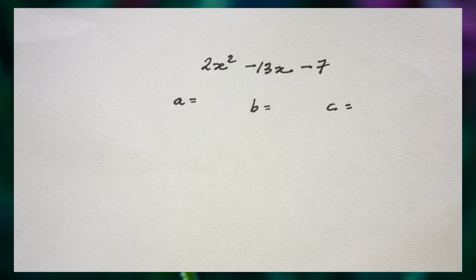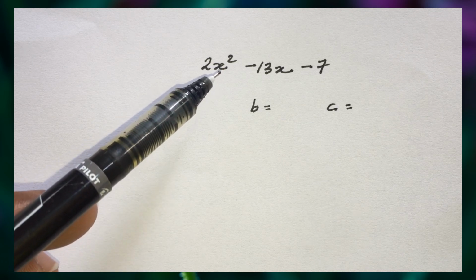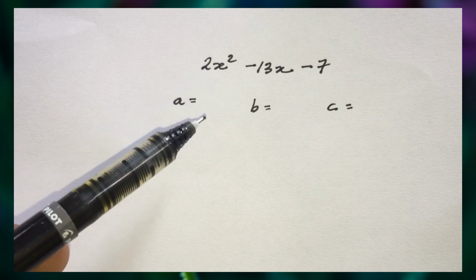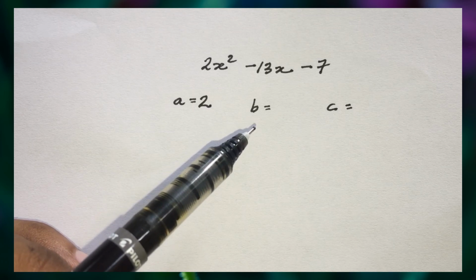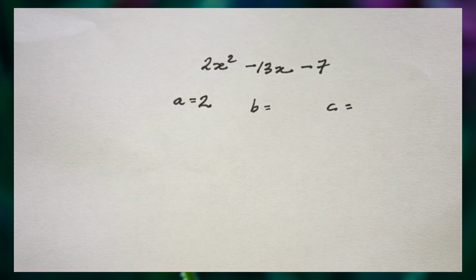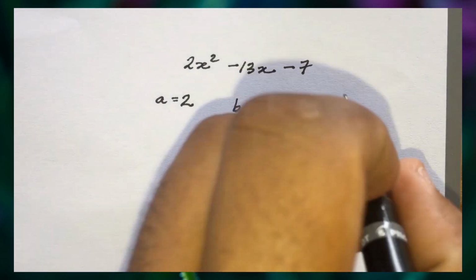Let's do a second example. We need to identify those A, B, C terms or numbers. Remember, the A number is the one on the x squared. So this is x squared and there's a 2 on it, so A is 2. B is the number that's on the x. When you look at it, it's not 13, but negative 13, so B is negative 13. And then C is just negative 7.